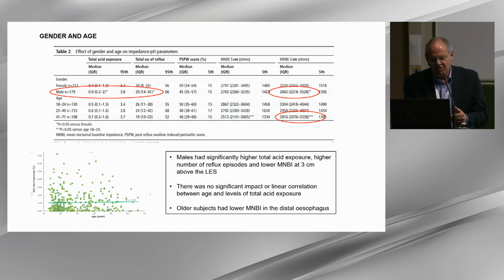There was no significant impact or linear correlation between age and levels of total acid exposure in normal subjects. And finally, older subjects had lower MNBI in the distal esophagus. And this is something that we confirmed afterwards, and we are now, at this moment, working on that topic to know what should be considered a normal value for an 80-year-old patient that is coming to get an impedance study.